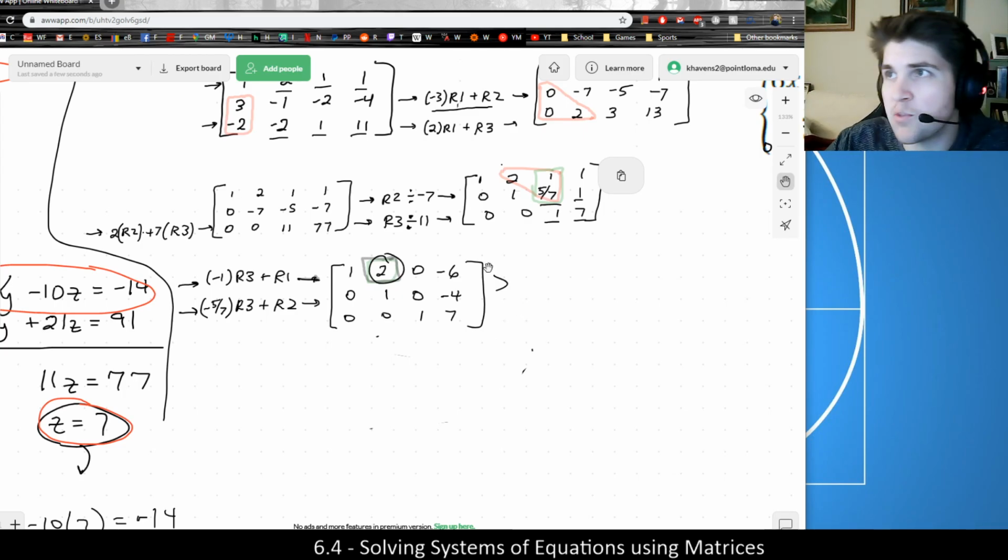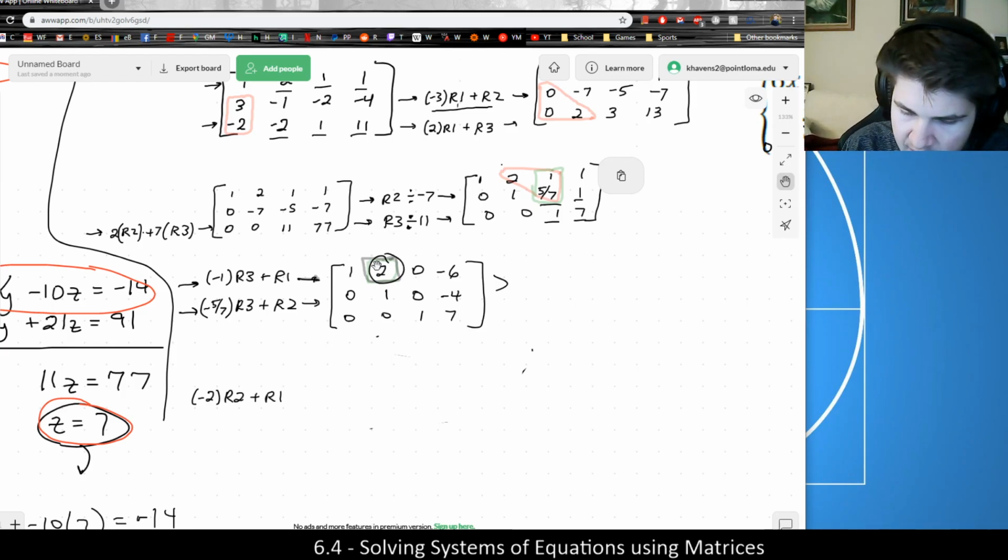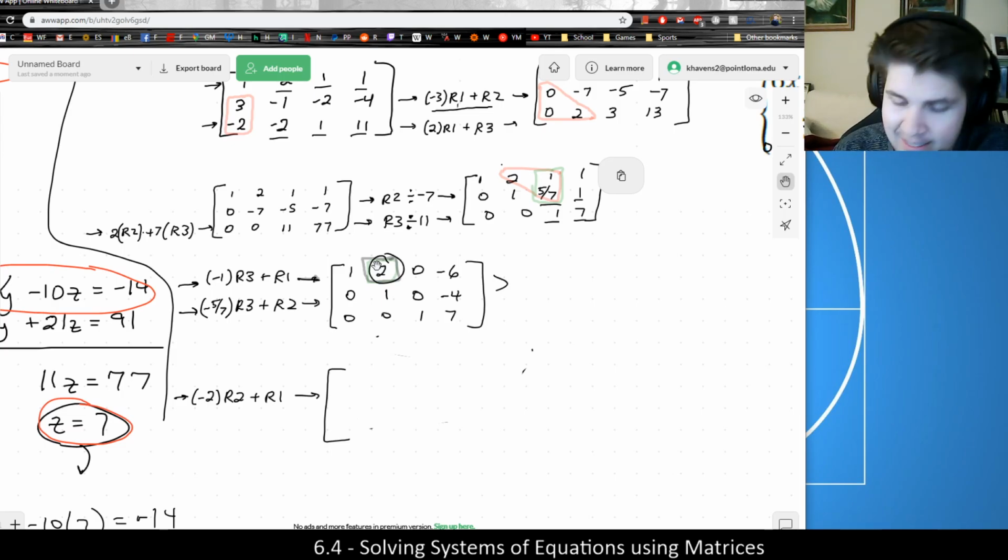And so, because this one is a 1, I need to multiply this by -2 and add it to this to get 0. So I'm taking -2 times row 2 and adding that to row 1. And that should be the final step in getting it into reduced row echelon form.